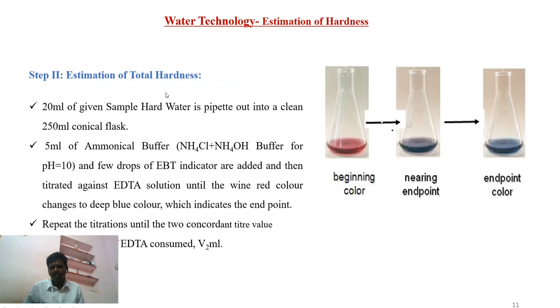Next, estimation of total hardness. First we have to find out both permanent and temporary hardness combined. We have to get that. That is called the total hardness.